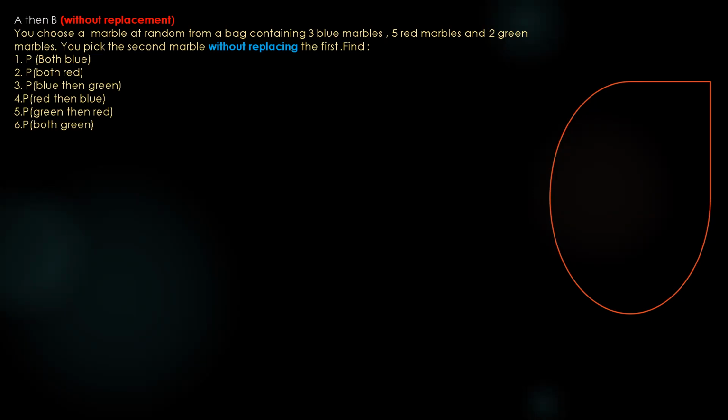Let's start now here with without replacement. Without replacement means like I choose one of the marbles, or I select one of the marbles, but I didn't replace it. I keep it out of the bag. Let's see here how the probability will be.